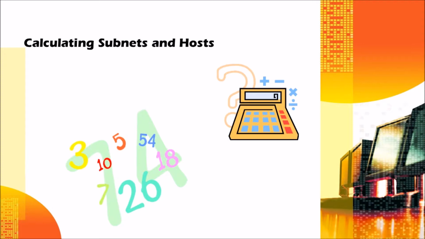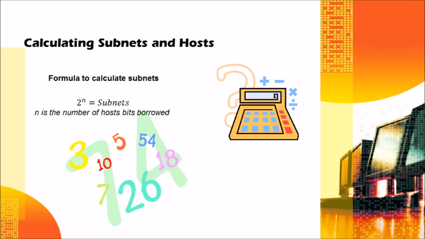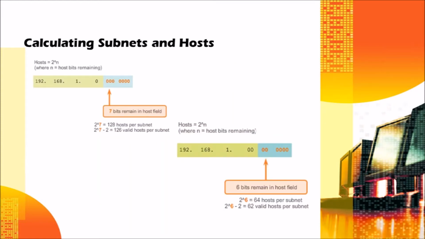To calculate the number of subnets, the next formula is used. And to calculate hosts for each subnet, you use this formula. For example, 2 raised to the 7 power is 128 hosts, but 2 of them are not available for the host assignments, so you only have 126 host addresses. So in this example, borrowing one host bit towards the network results in creating 2 subnets, and each subnet can have a total of 126 hosts assigned.